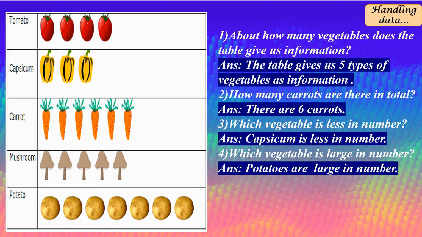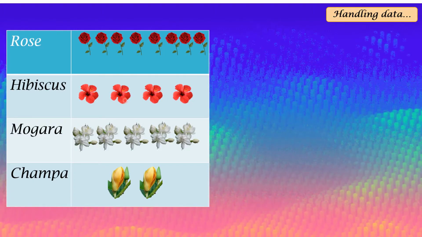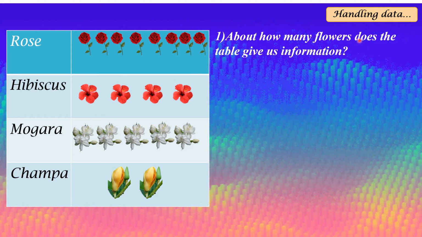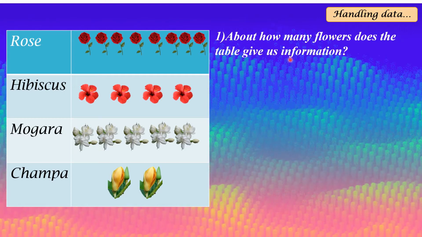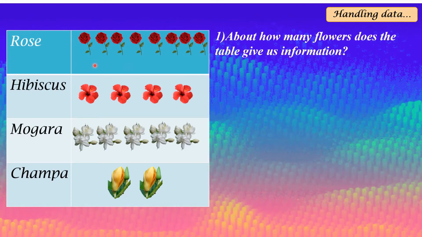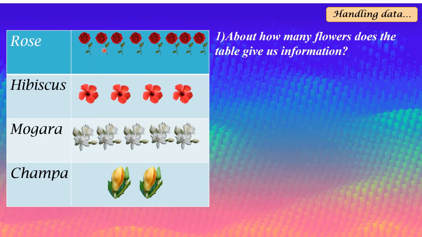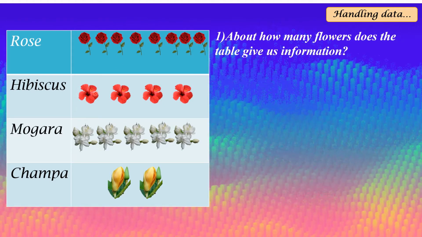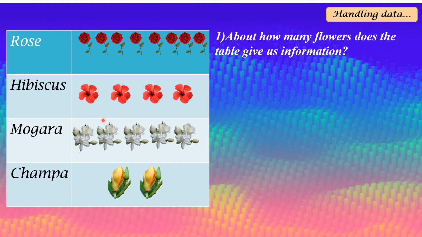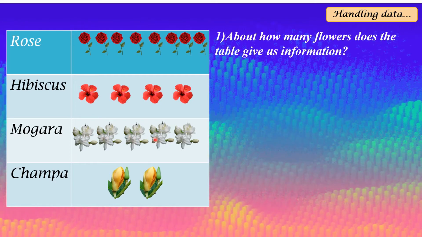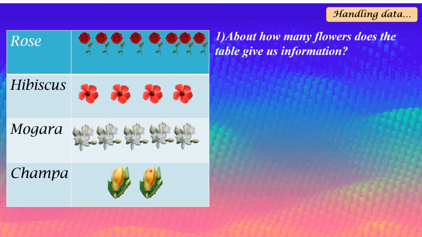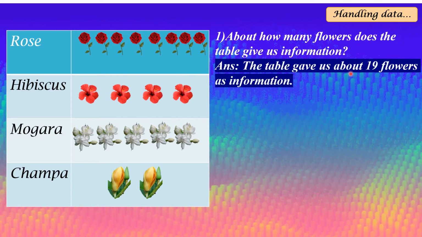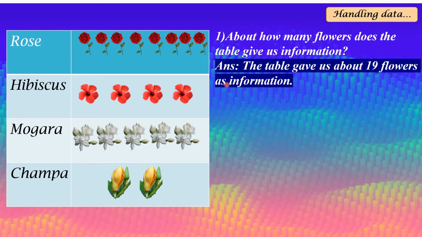Okay. So, student, here is the next example, of flowers. Look at the first question here. About how many flowers does the table give us information? How many flowers, students? So let us count the flowers here. 1, 2, 3, 4, 5, 6, 7, 8, 9, 10, 11, 12, 13, 14, 15, 16, 17, 18 and 19. So student, the table gave us information about 19 flowers.